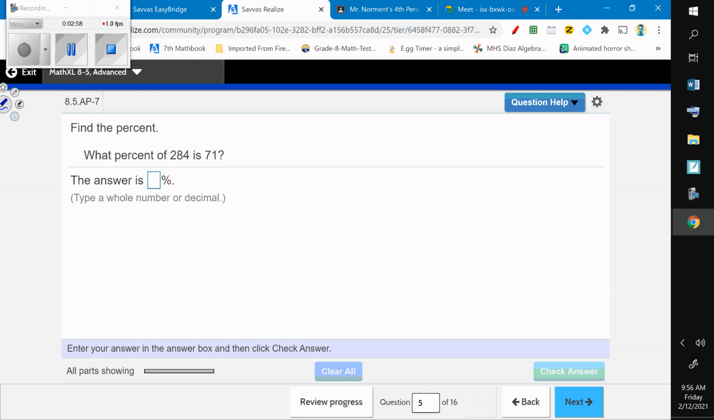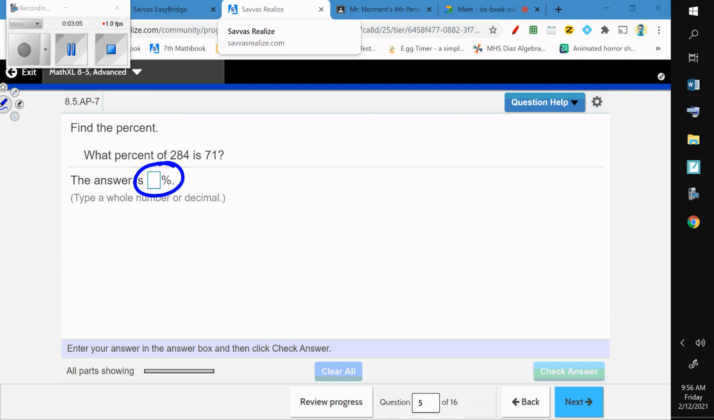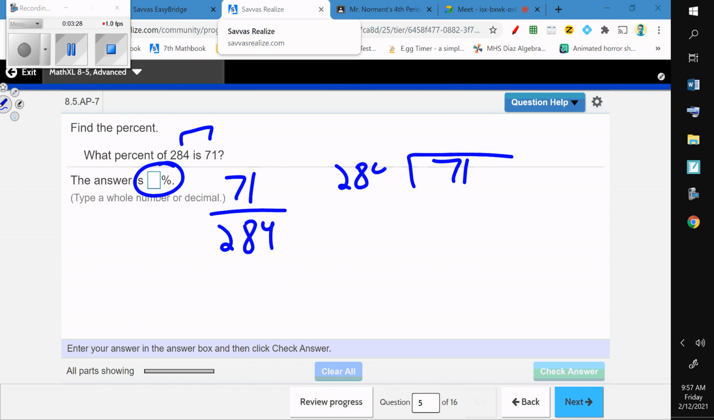What percent now? This one's a little bit different. It doesn't give, you have to find the percent. This is what we did yesterday. So to find the percent of a number, this is going to be your fraction. 71 out of 284 equals what percent? So, remember, you have to divide here. You're going to put the top number under the roof divided by 284. I might do this one all the way with you.